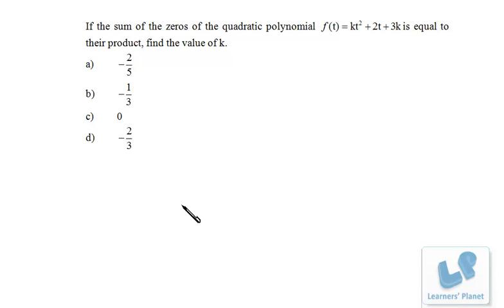If the sum of the zeros of the quadratic polynomial f(t), that's kt square plus 2t plus 3k, is equal to their product, find the value of k, right? Now sum of zeros is equal to their product. I assume the zeros are alpha and beta. So according to the given relationship, alpha plus beta is equal to alpha beta.